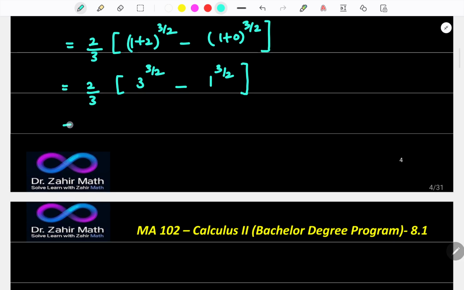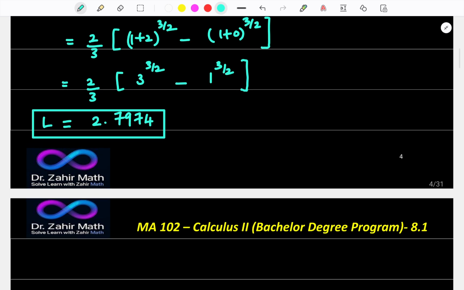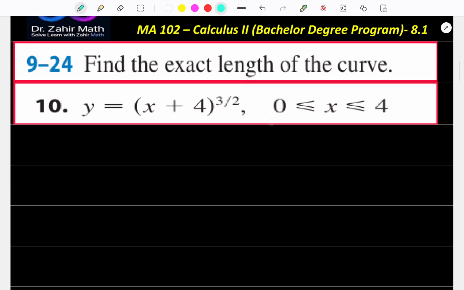So I put it in the calculator, and I'm getting the answer 2.7974. I'm getting L is equal to 2.7974. Okay, everybody, right? Okay, let's go to the next question. Let me check again. I'm a little bit confused, 79 or 97. One minute, I'll check it out and then I'll come back. Because the calculator letters are very small. So it is 2.7974. Yes, correct. So let me go to the next question.